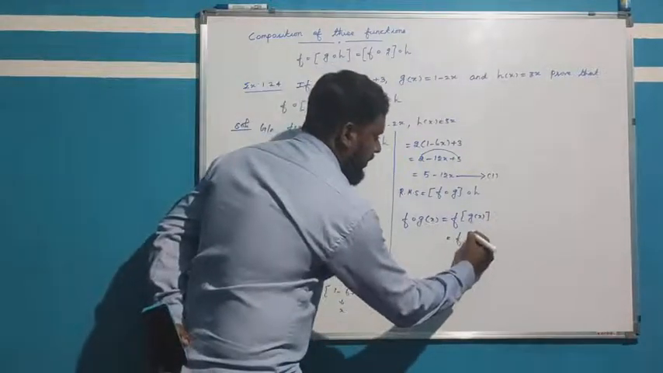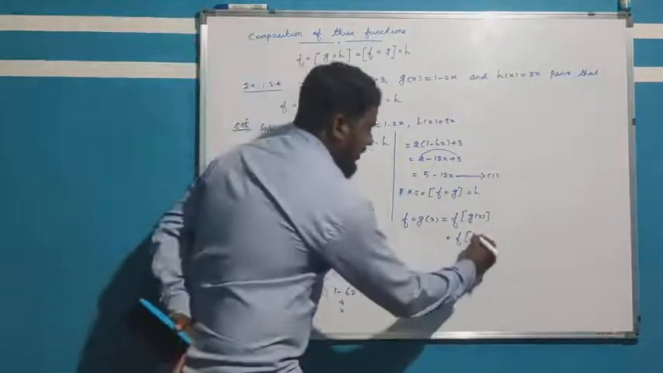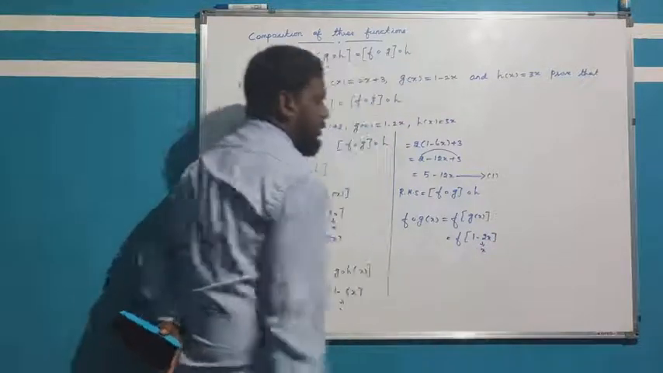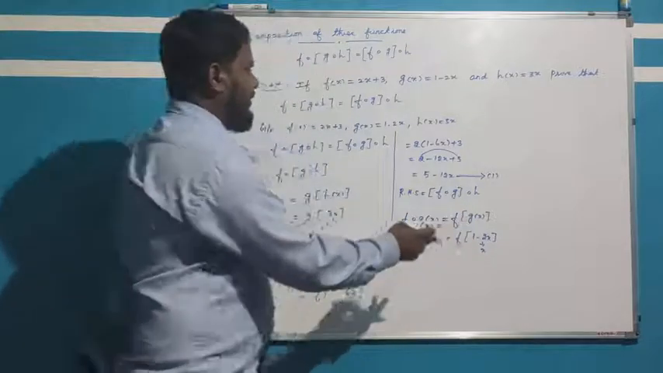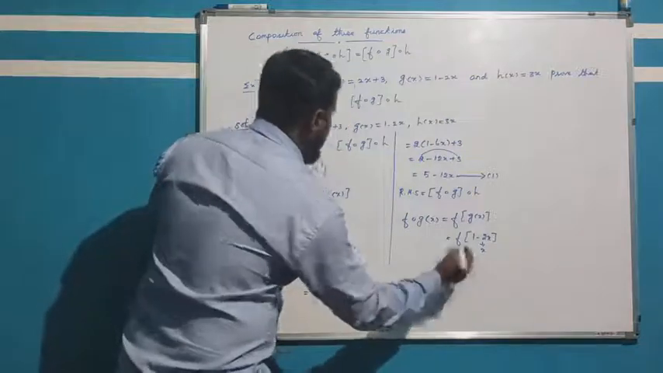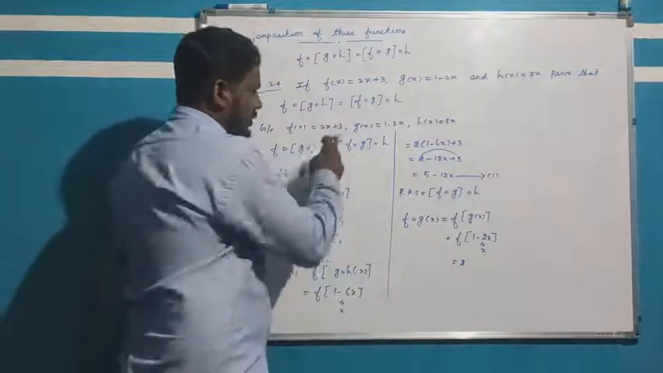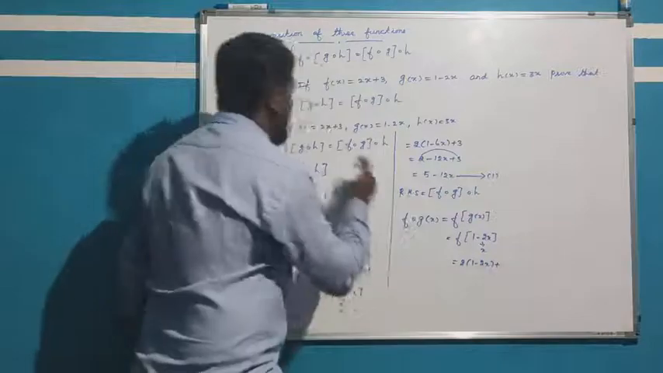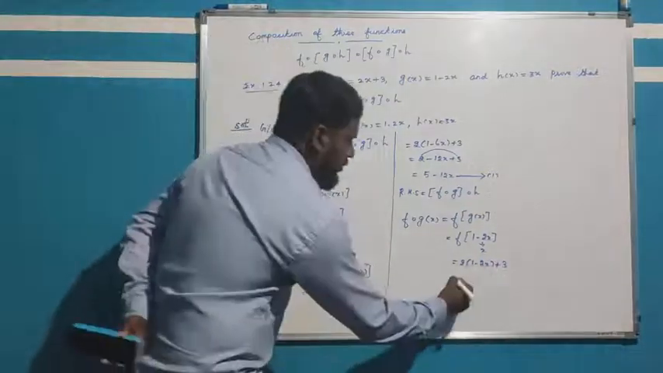Then what is g of x? g of x is 1 minus 2x. In this we consider the x value, and outside is f, so f of x is 2x plus 3. In place of x you have to consider 1 minus 2x. So 2 into (1 minus 2x) plus 3.